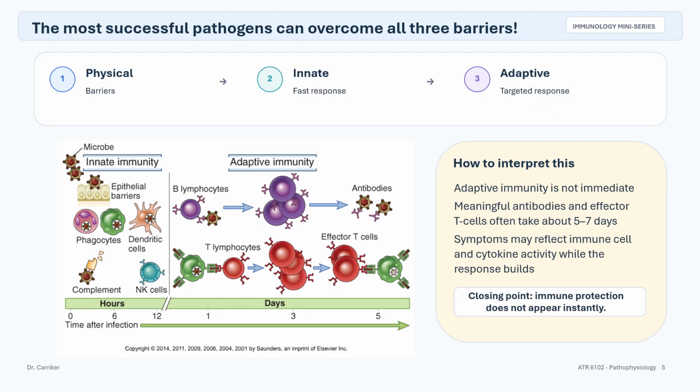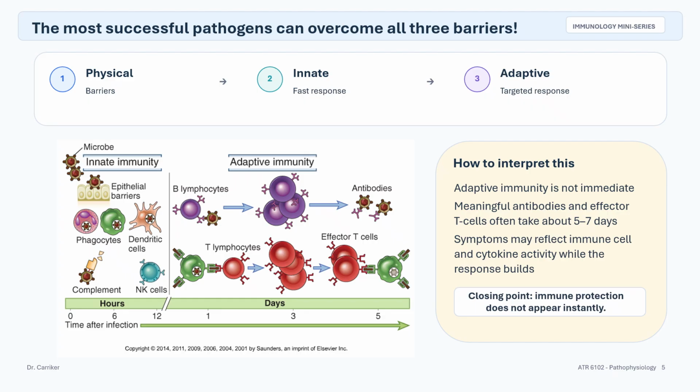B cells generate antibodies. Those antibodies come in from different clinically meaningful classes. Allergies are one example of an exaggerated adaptive process. And the timing of the adaptive system matters when we interpret what we see in patients. In the first few hours, of course, we see a bypass of the physical barrier, and now we've engaged with innate immunity. Then over the next 5 to 7 days, we start to see a meaningful response of our T cells. So symptoms can be reflected with this immune cell adaptation.